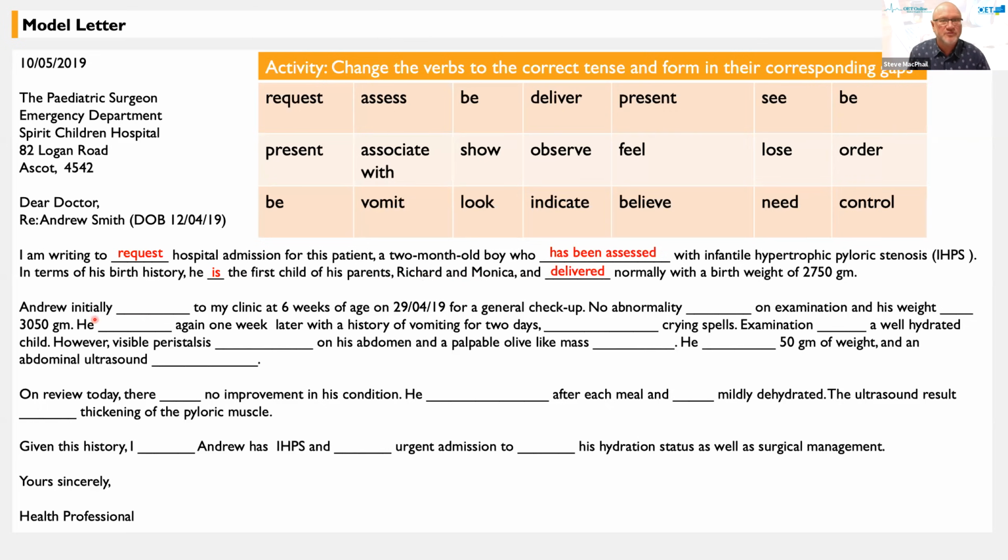Okay. Andrew initially. So now we're up to the word present. Andrew initially presented to my clinic at 6 weeks of age on the 29th of April 2019 for a general checkup. Notice how I've got the article, a general checkup, because checkup is a countable noun. A lot of people forget that one, for a general checkup.